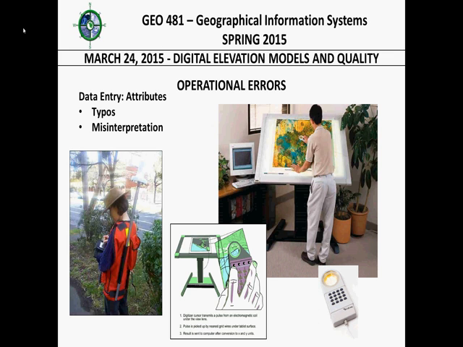These types of errors, operational errors in the entry of attributes, aren't purposeful. Well, you hope they're not. They're accidents that could occur and cause problems with the data. Probably one of the simplest examples is a typo, just typing something wrong. The person's tired, and it could be a typo, misspelling something, adding an extra zero, or a misinterpretation.